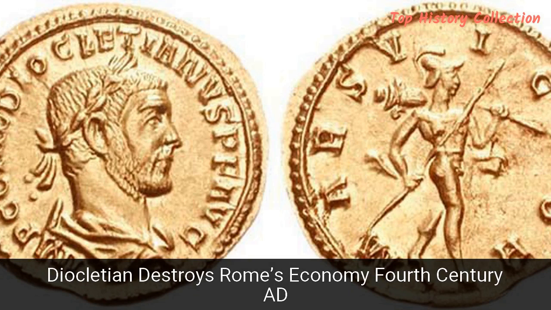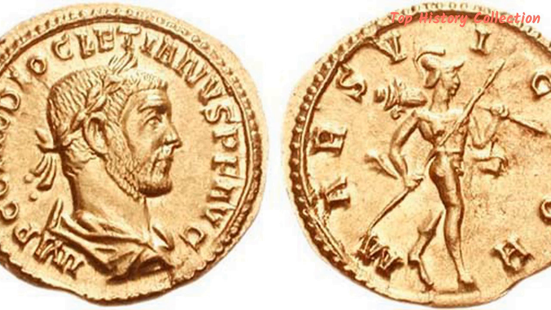Number 10. Diocletian destroys Rome's economy, 4th century AD. The Roman Empire was in decay when Diocletian became emperor in the 4th century. The economy was in disarray from a series of costly wars and previous emperors' building projects that left Rome near collapse. With Rome's currency worthless, Diocletian introduced a new system of coinage.